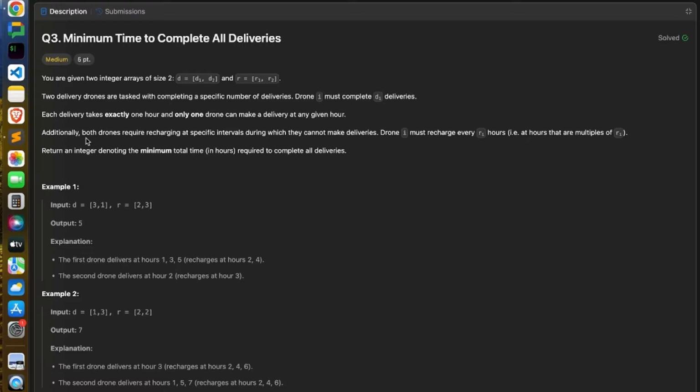Now additionally, both drones require charging at a specific interval during which they cannot make any delivery, and they have to be charged. Drone i must recharge every ri hours, so every multiple of ri: 2ri, 3ri and so on. What we have to do is find an integer that denotes the minimum total time required to complete all deliveries.